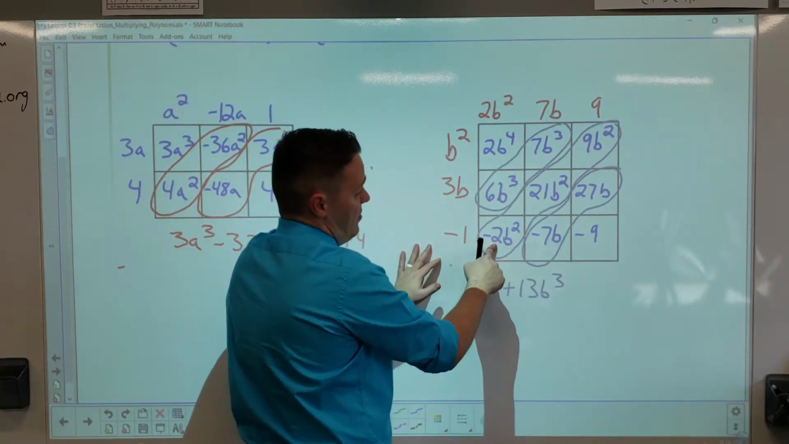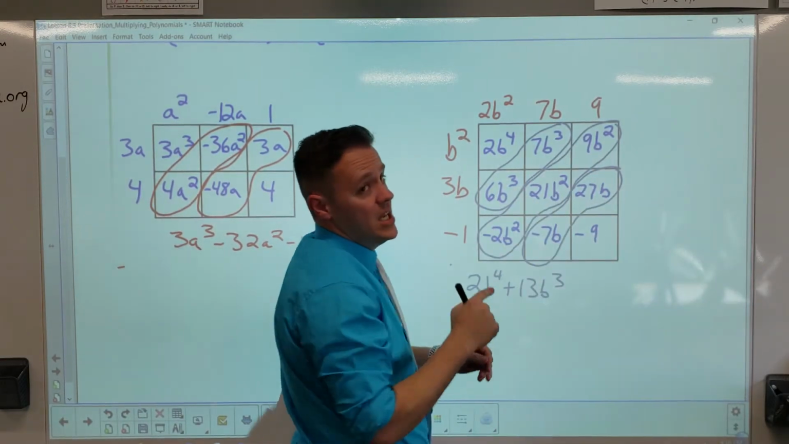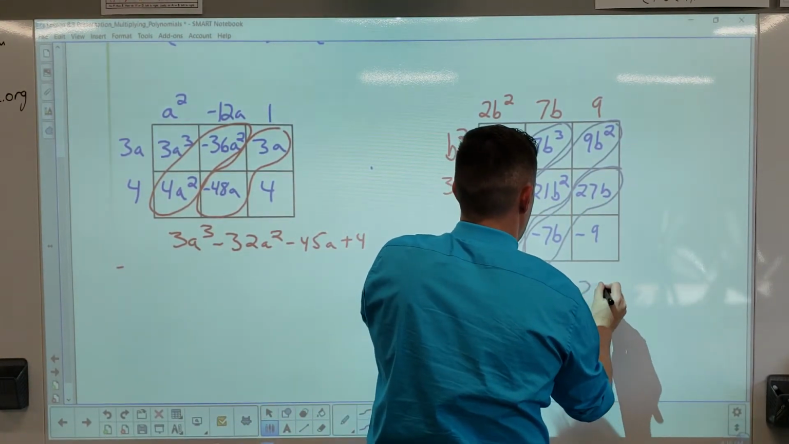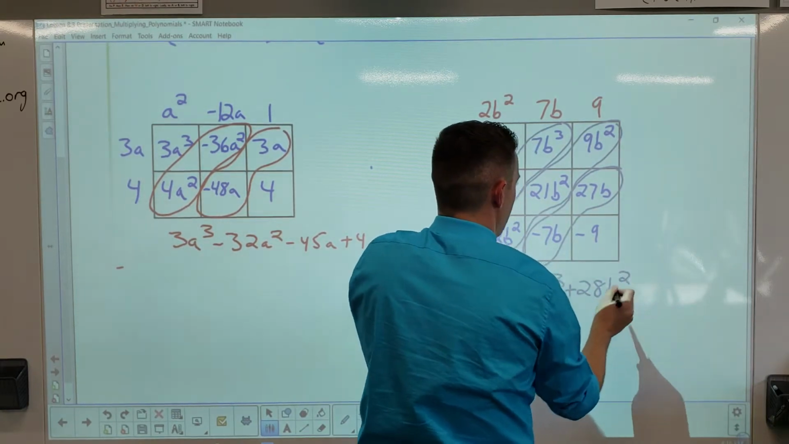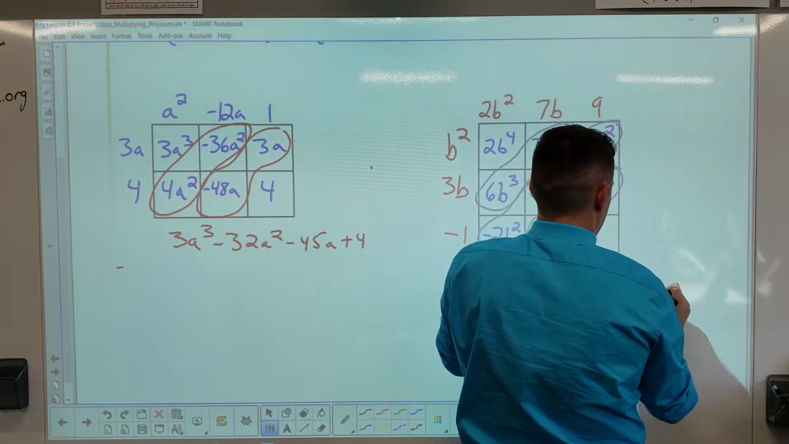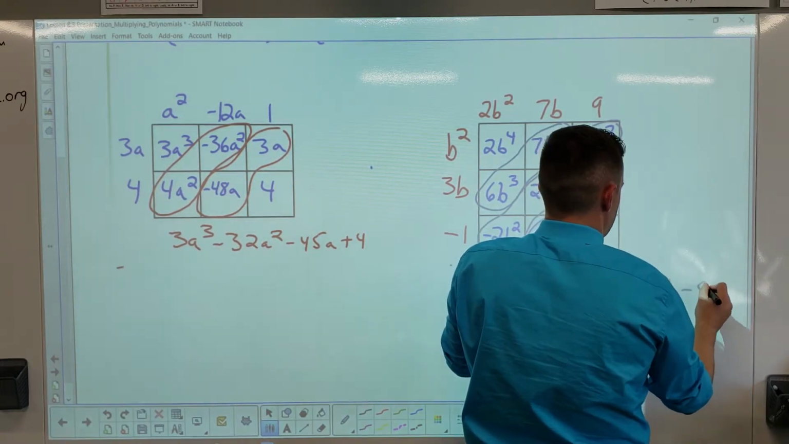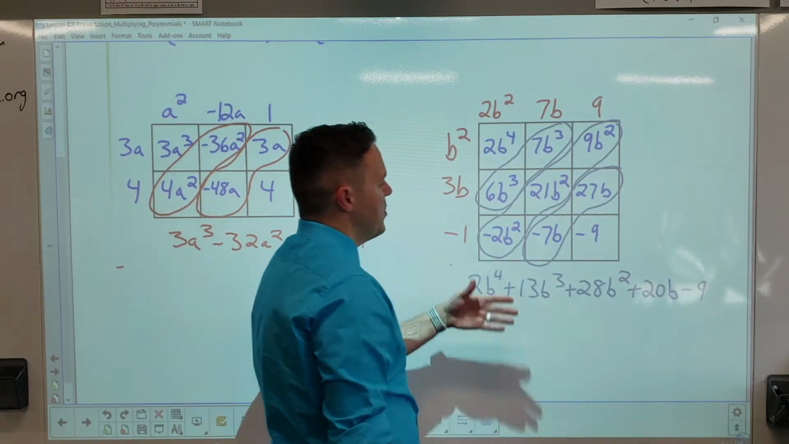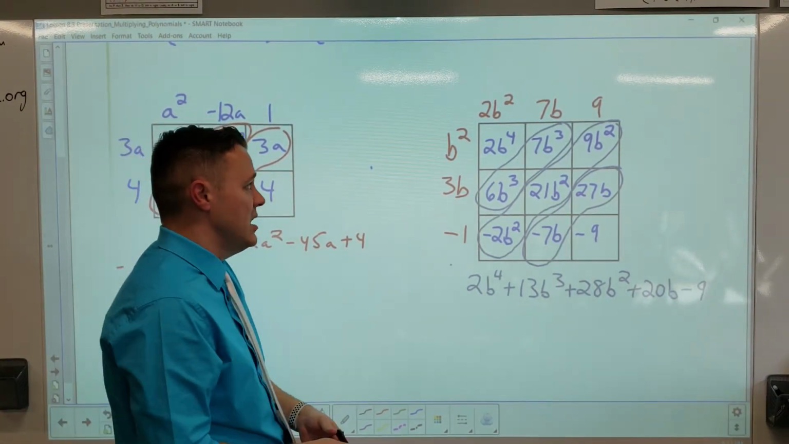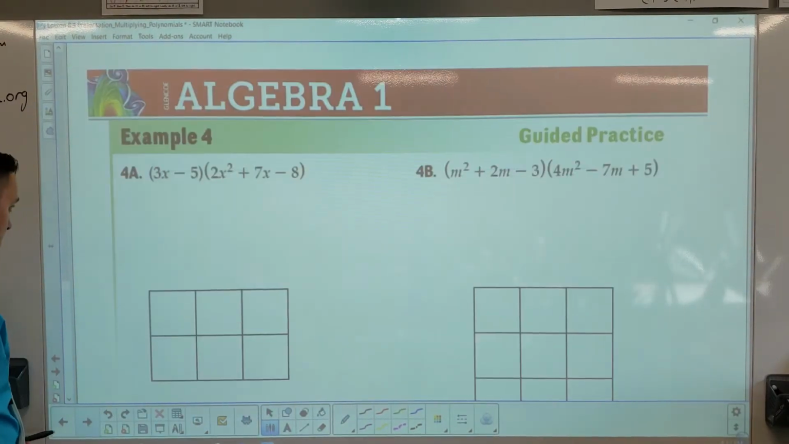Okay, now we have 21 plus 9 is 30. That's easy, right? And then minus 2 is going to be plus 28b squared. And then 27 minus 7 is 20b minus 9. So the box method allows you guys to actually be able to simplify this a lot quicker and to simplify it easier.